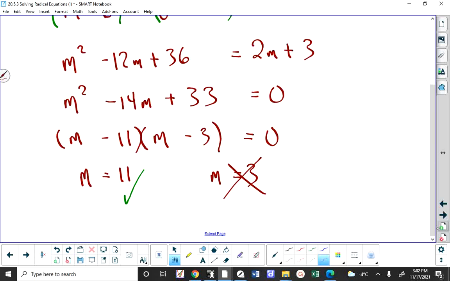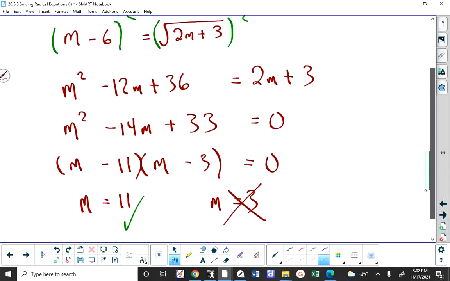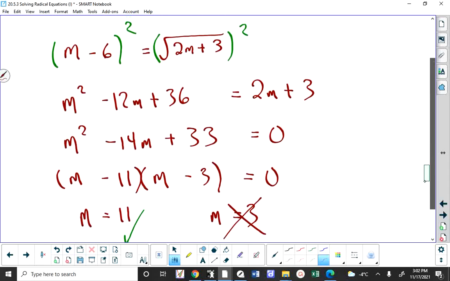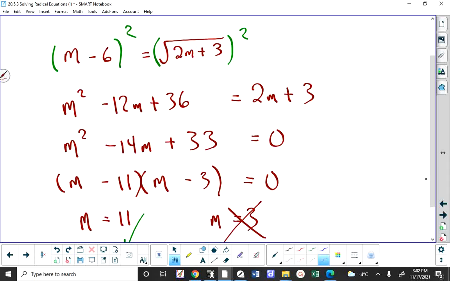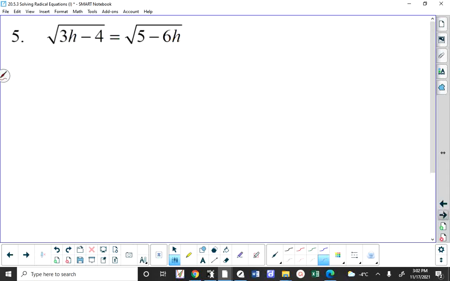So, well, I'll pause there. Any questions with number 4? What if you have 2 radicals? Well, the equations that we have left in number 5 and 6 have 2 radicals, but that's all they have. And if you square both sides of this equation, then we're ready to rock in terms of solving the equation.